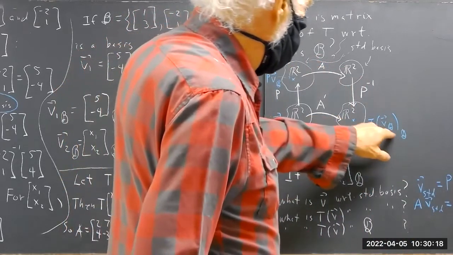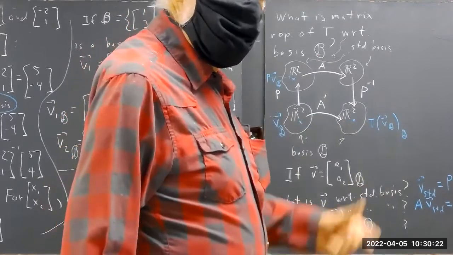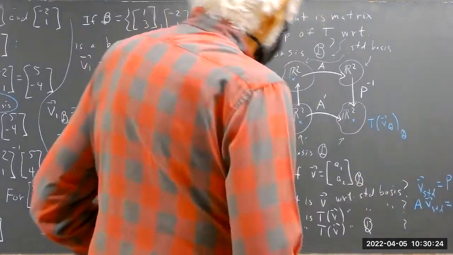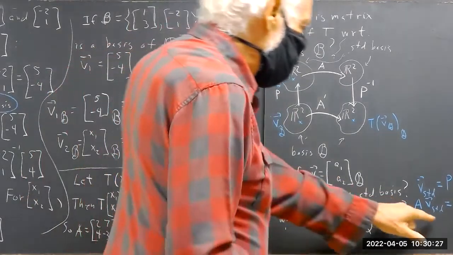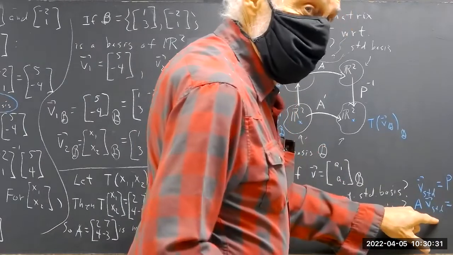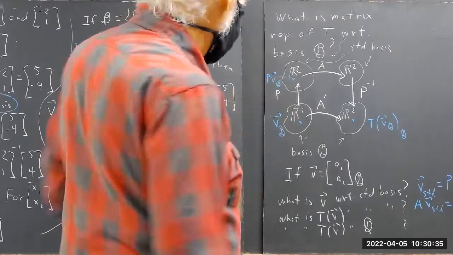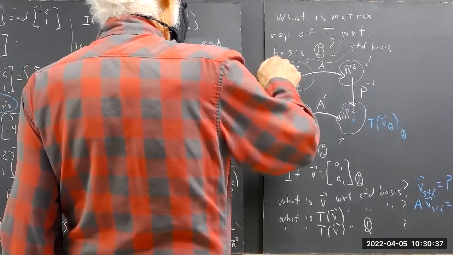We want T of B, B with respect to B. We usually wouldn't use two subscripts there, but I'm going to do it. Okay. Now, where's this thing? This A, T times B, B, which is A times B standard, right? Well, B standard is up here, right? And I could write that as just a friendly reminder.